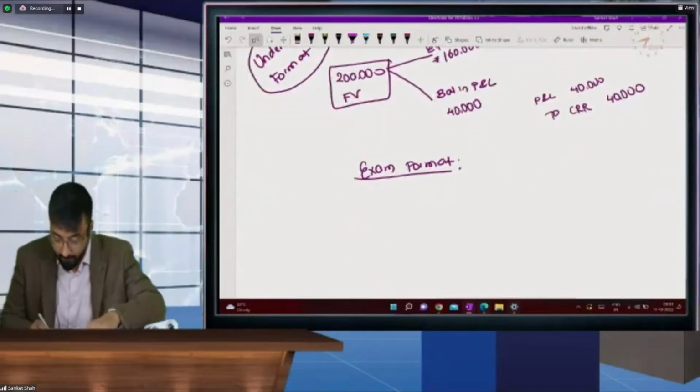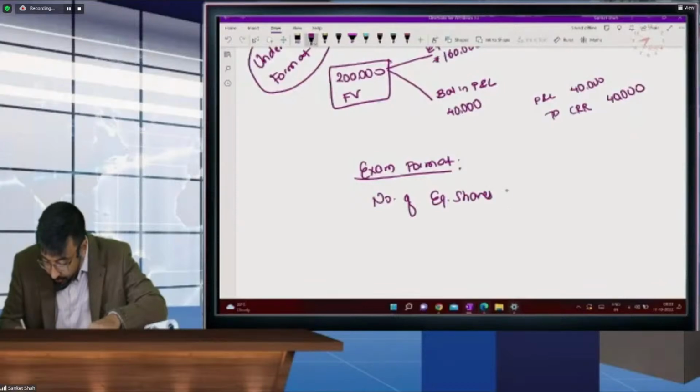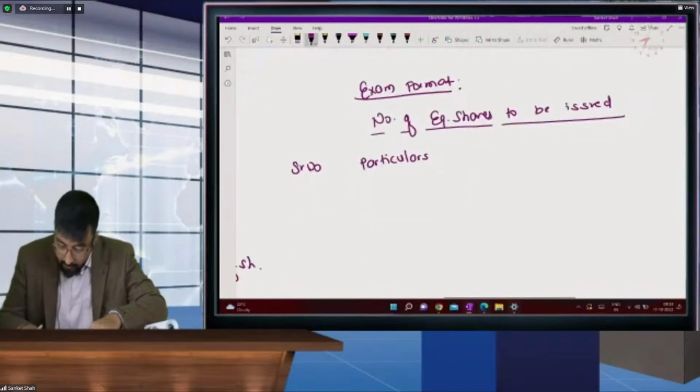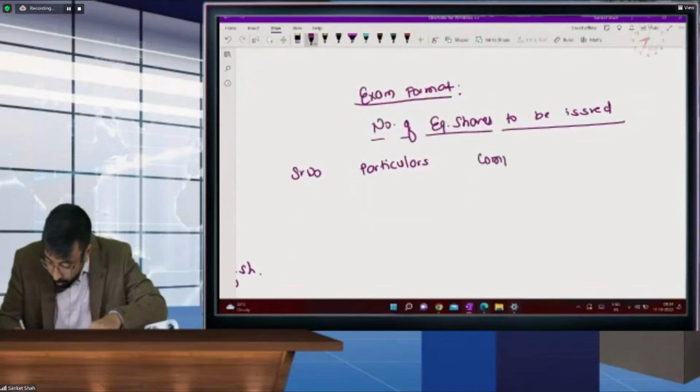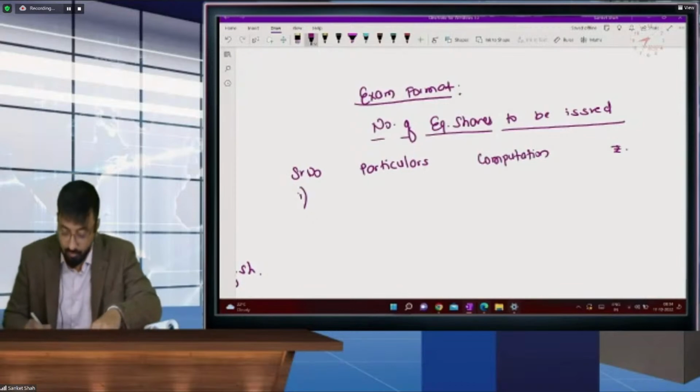Exam format. Serial number. Sorry, what is the heading? Number of equity shares to be issued. Serial number, particulars, computation, rupees. Serial number 1, preference share capital.